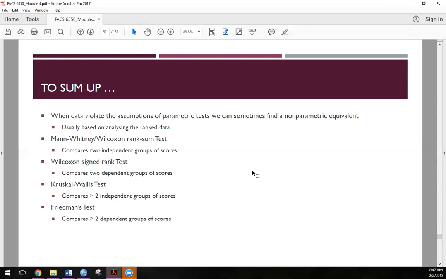And so if I wanted to look at the difference in blood pressure between people who have an underweight, normal, overweight, or obese BMI, then that would be a perfect example of when I could use a Kruskal-Wallis test. And then the Friedman's test looks at more than 2 dependent groups of scores. So maybe I want to look at BMI over 4 time periods. So baseline, 3 months, 6 months, 9 months. So I'm going to look at the BMI for everybody in my group over those 4 time periods.